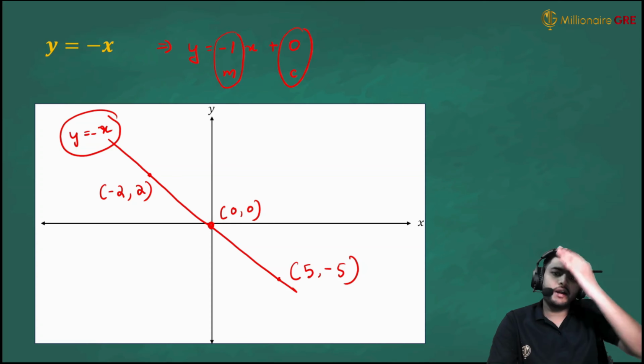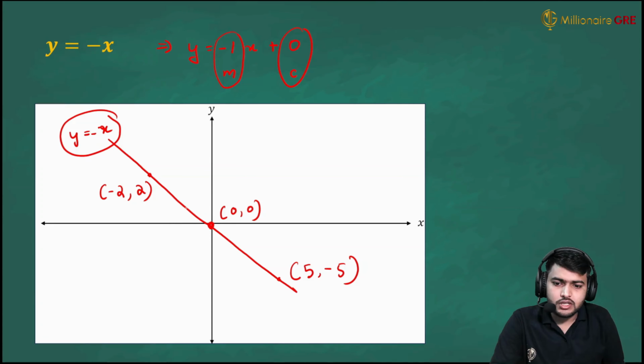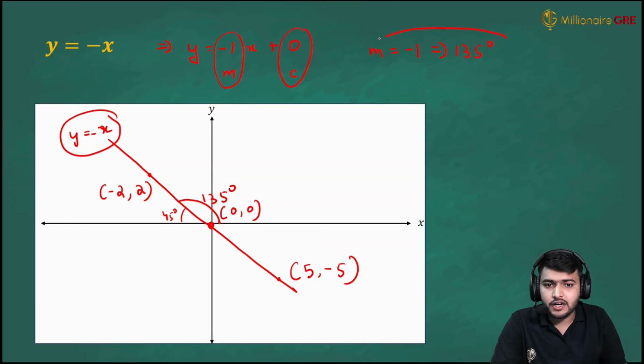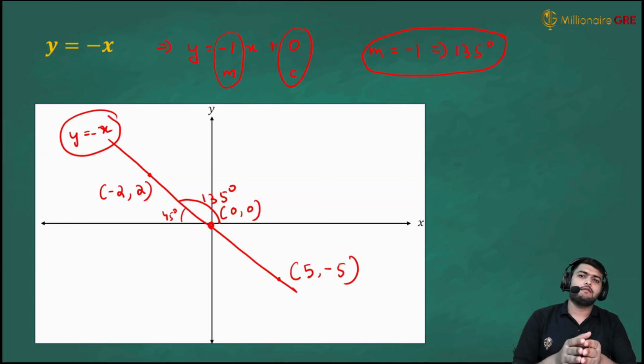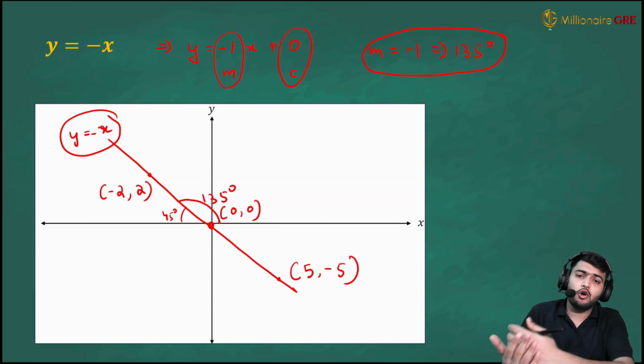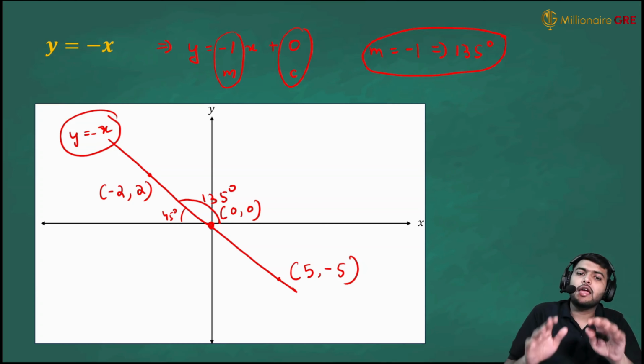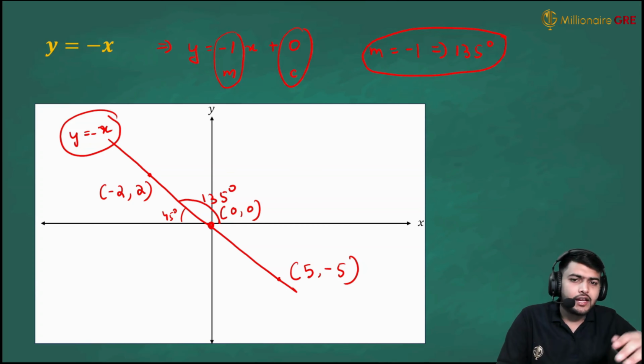It will pass through the middle of the second quadrant. So this angle is 45 and this angle is 135 degrees. So the angle made with the positive direction of x-axis is 135 degrees. You have to remember, if slope is minus 1, then the angle made with the positive direction of x-axis is 135 degrees. We just looked at the case where slope was 1. If slope is 1, the angle is 45 degrees. If slope is minus 1, the angle is 135 degrees.